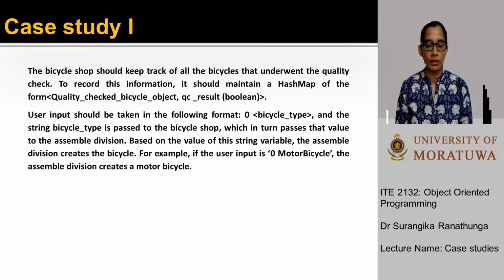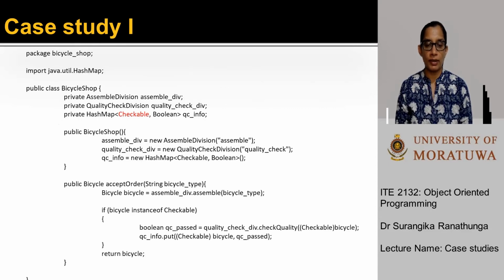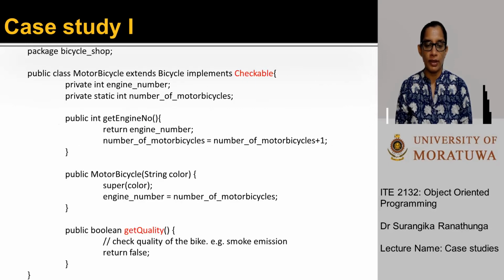The simplest solution is to use the Checkable interface that we have recently introduced. So this is what I mean. Now in the bicycle shop class, we have a hash map that takes a key-value pair where the key is a Checkable object, which is a unique value, and the Boolean value. This Boolean value is the actual quality of the bike as returned by the quality check division. In other words, what this method has returned.